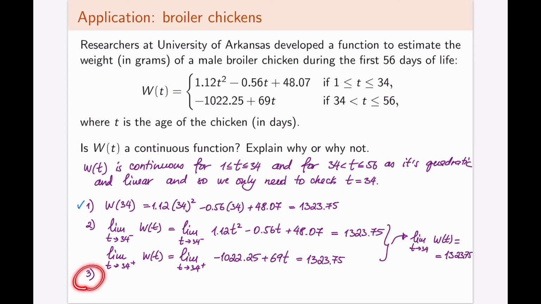And then finally, for part 3, I have to make sure that my function value from part 1 is equal to my limit value from part 2, which of course is the case here. So I have that w of 34 is equal to the limit as t approaches 34 of w of t. Perfect. So they in fact meet at that point, which means that I can now draw my final conclusion here, which is that therefore w of t is continuous everywhere.